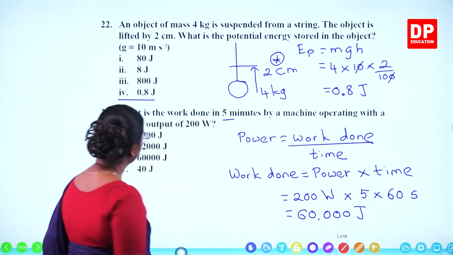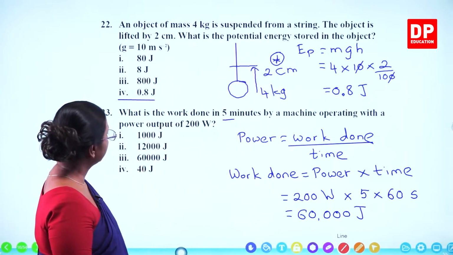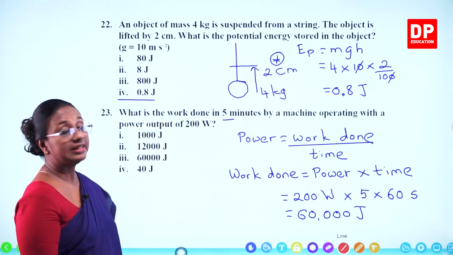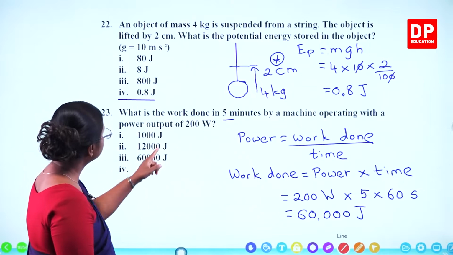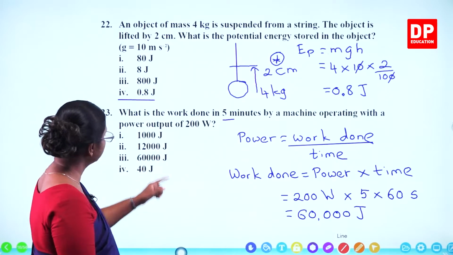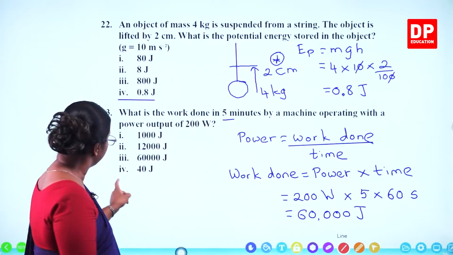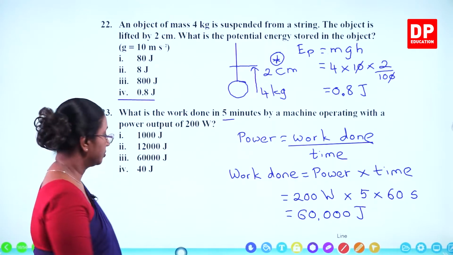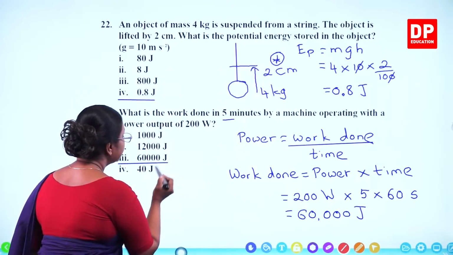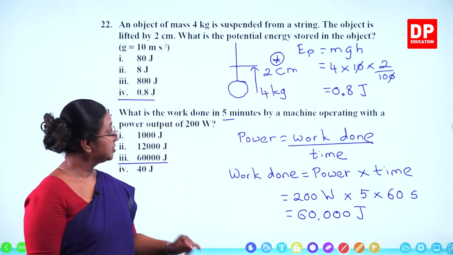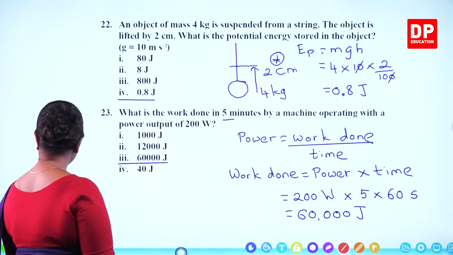So we need to find that answer. Power output is 200 watts. Time is 5 minutes. So they want us to find the work done. 1000 joules? No. 12,000 joules? That is also not correct. 60,000 joules correct. 40 joules incorrect. So the answer is 60,000 joules. Is that okay, students? So then I will move on to the next question.